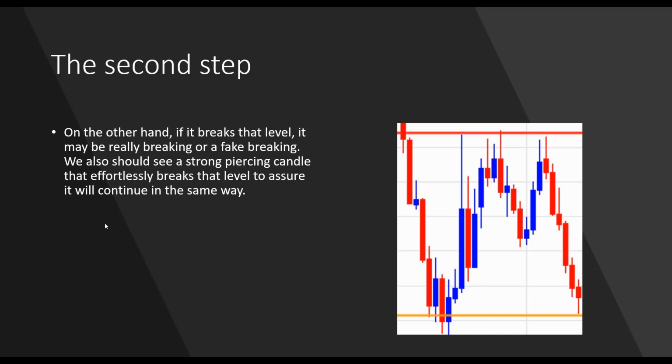If it breaks that level, it may be really breaking or fake breaking. We also should look for a strong piercing candle that effortlessly breaks the level, to ensure it will continue in the same way. We don't want to say that it broke that zone just because we get a small candle with a low wick that closed back above that zone. We want to wait for something to tell us it's bouncing off of that zone. What it is, we haven't decided yet. We're only in step 2.